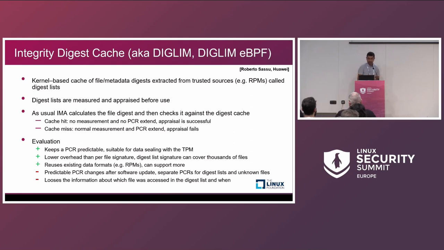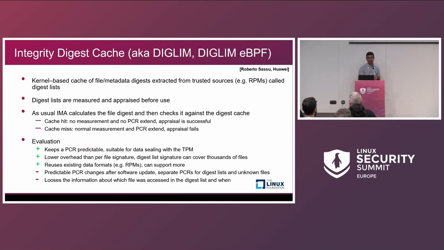after each boot. Also, another advantage is that there is lower overhead for IMA appraisal, because we can verify only one signature for potentially thousands of files, because the RPM header contains the checksum for all the files. And it is an extensible architecture, because we can support RPM headers, Debian packages, and any trusted source that you want.